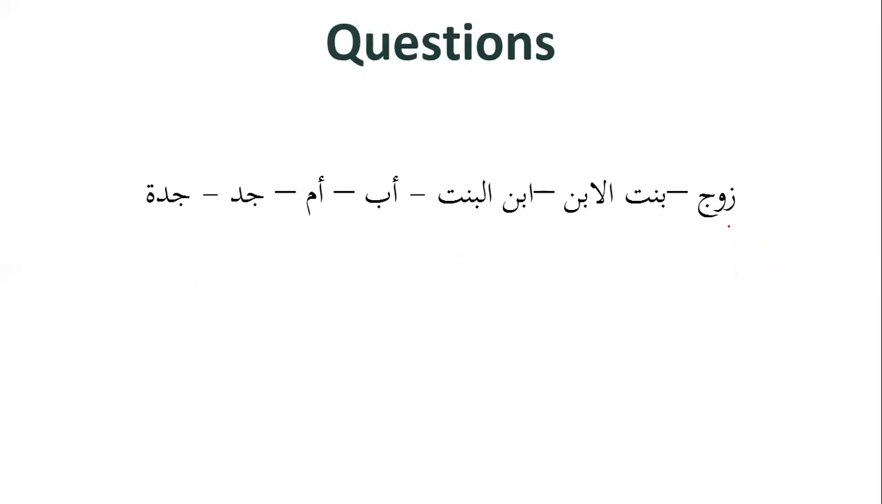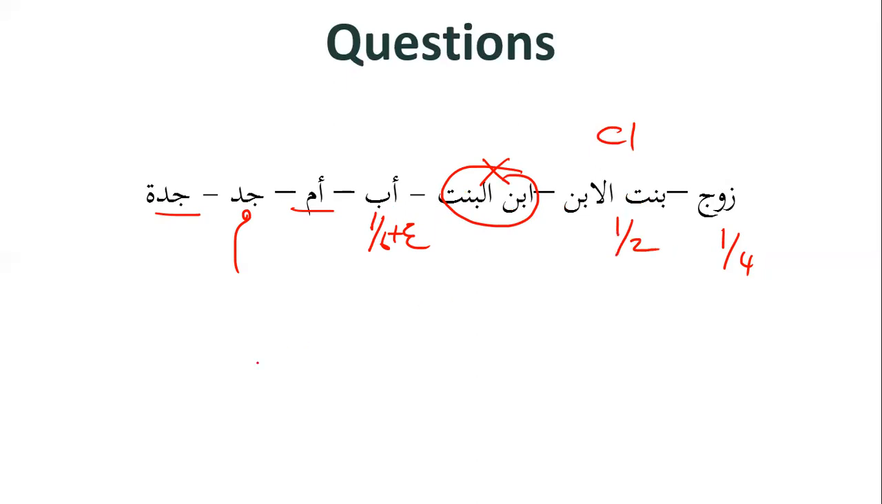In this question, the Zawj will receive a quota. Now over here we have the Bintul Ibn and we have the Ibnul Bint. The Ibnul Bint needs to be disregarded. This doesn't fall under the Al-Furud. The Jad will be Mahjub. Jadda we haven't done yet. Ab, because of Bintul Ibn, will receive 1/6 plus Asaba. And the Bintul Ibn, according to condition number 1, will receive half of the inheritance.